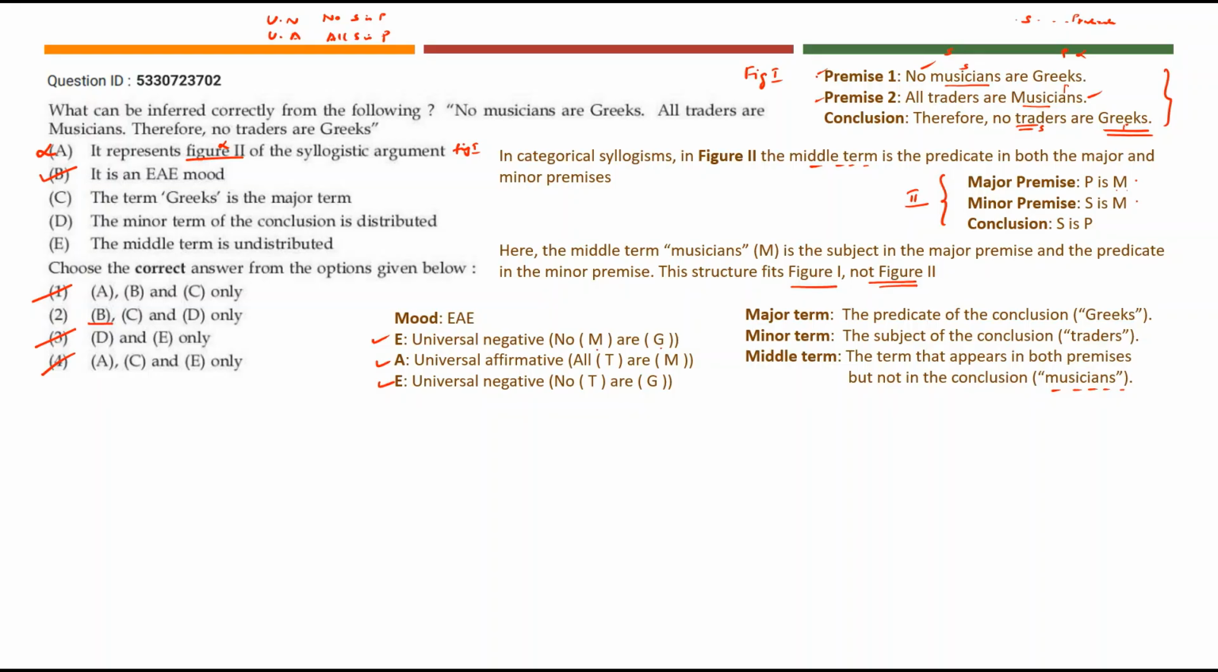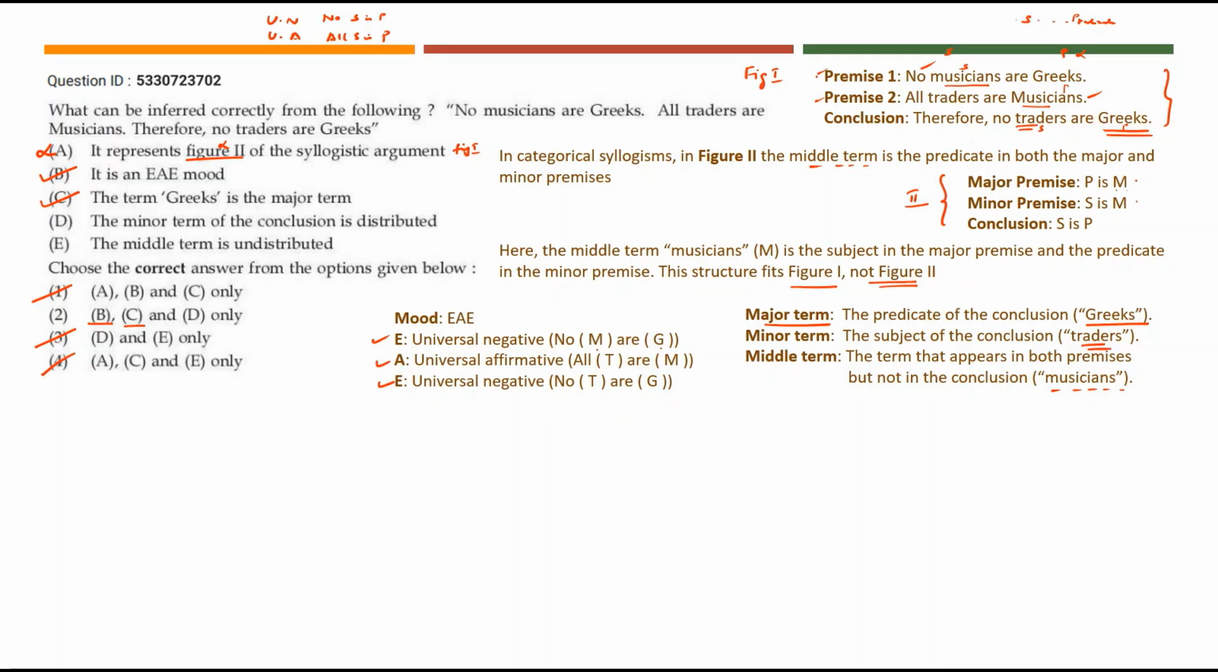Let's go to C. The term Greeks is the major term. Yes, the major term is Greeks here. How did we find it? It should be the predicate of the conclusion. What is the predicate of the conclusion? Greeks is the predicate of the conclusion. So C is also right. So we have C here. Now we will get on to D.